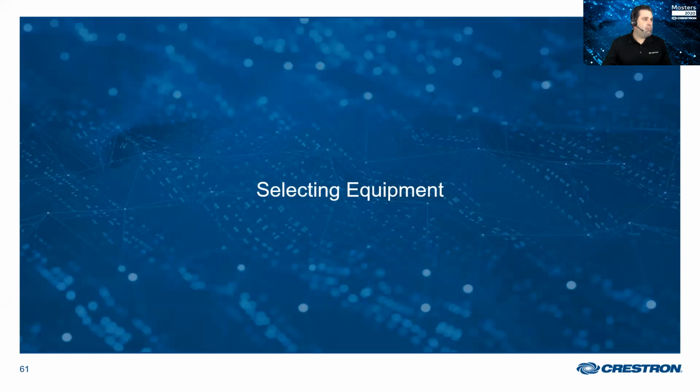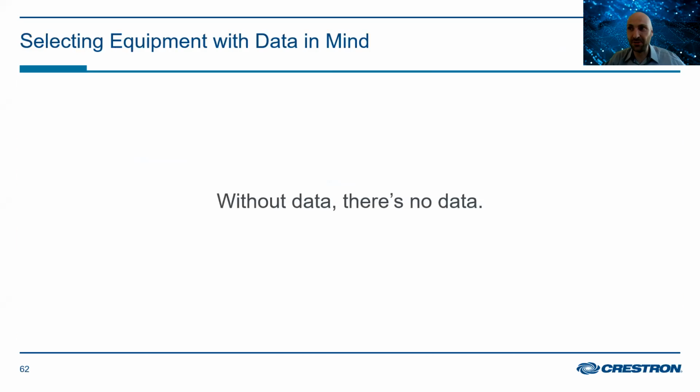So I'm gonna actually turn it back to Tim real quick when we talk about selecting equipment, right? So we've talked about the information at the end, and now we're gonna talk about how that informs selecting the equipment up front and what equipment really needs to be there to get that data in the first place. All right, so we talked about the importance of having your design up front and having a good understanding of what the exact requirements are.